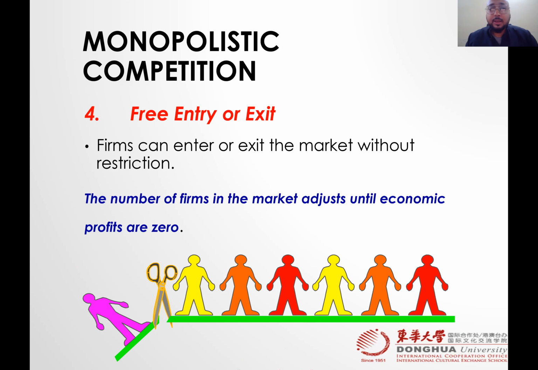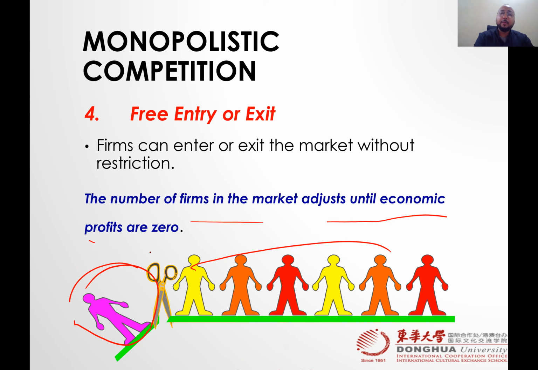Entry or exit is free. So what do we mean by free entry and exit? Because there are numerous firms in the market, if you cannot survive, if nobody is buying your product, you cannot compete with your competitors, you are allowed to go. There is no rule, there is no lawsuit against you. Nobody is asking you to please stay in the market. Okay, if you see the profit and you can sell the good, you can come to the market. So the number of firms in the market adjusts until economic profit is equal to 0.